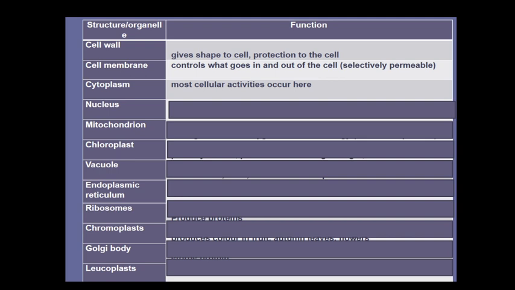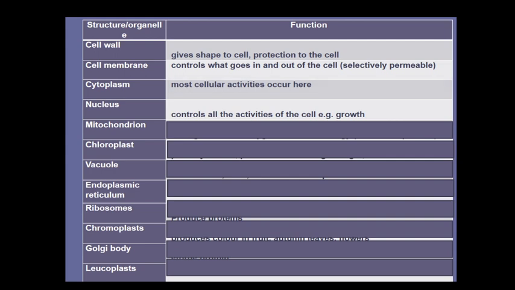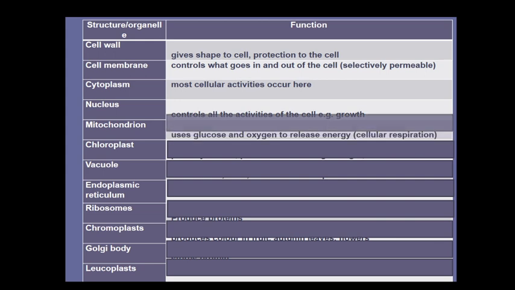The next one, the nucleus. The nucleus controls all the activities that take place in a cell. It's kind of like a brain, controls everything. The next one, the mitochondria. Right, it is responsible for cellular respiration. It's the process whereby glucose and oxygen are used in order to release energy. Energy is needed in every single cell to undergo all of its functions.